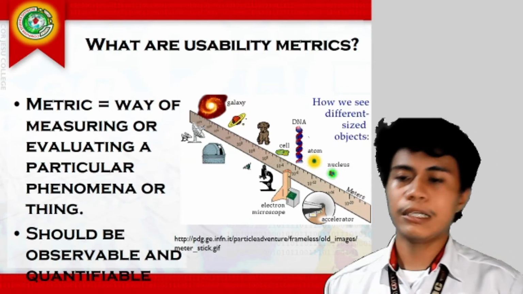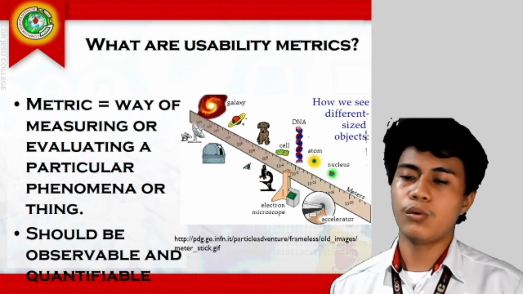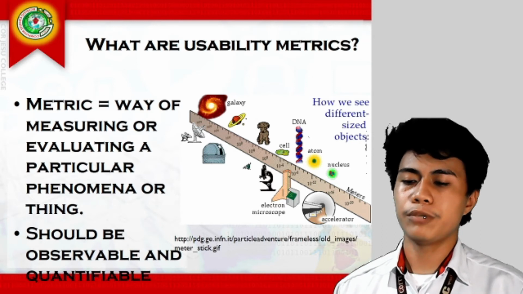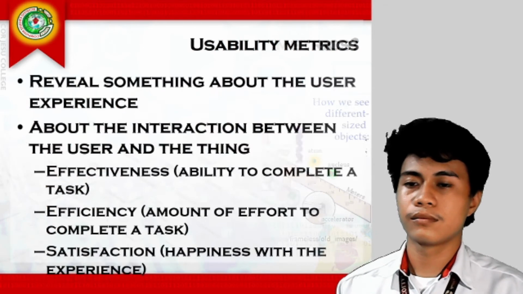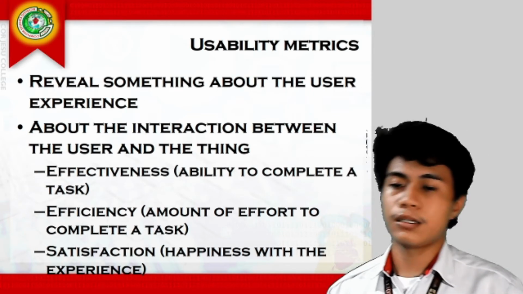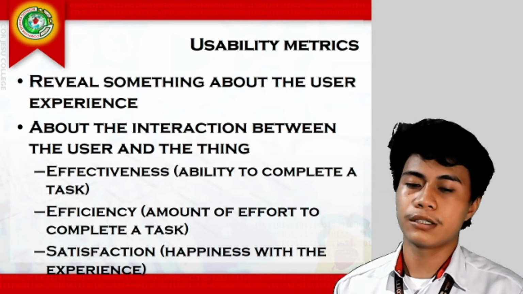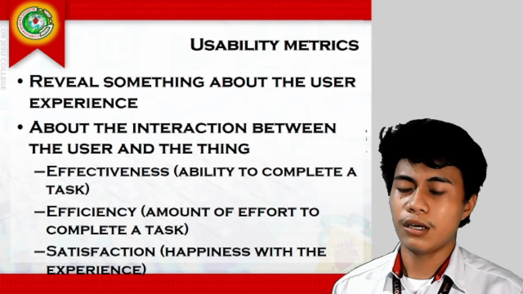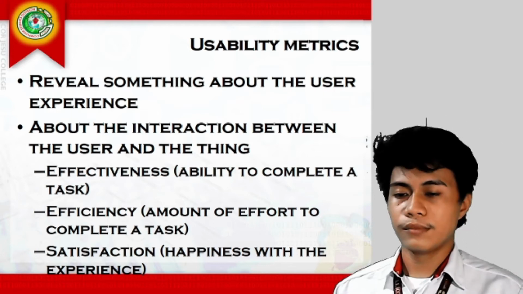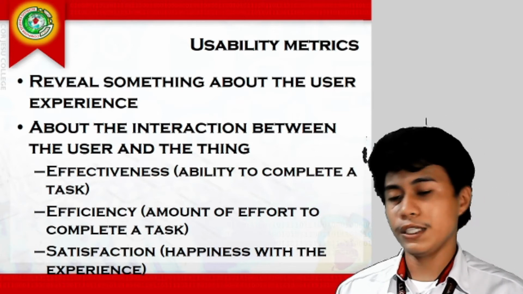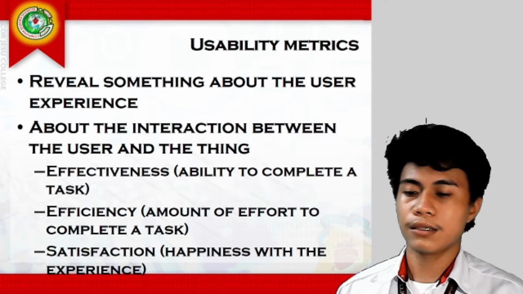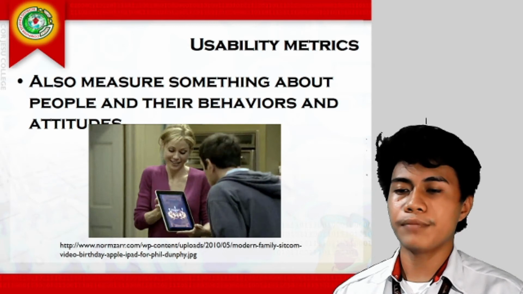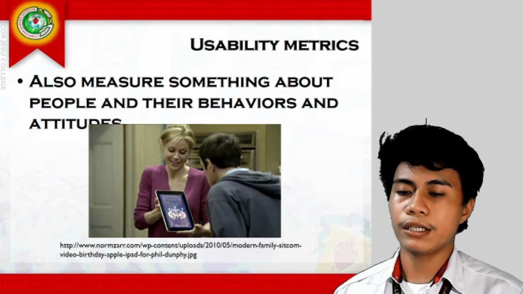So what are usability metrics? A metric is a way of measuring or evaluating a particular phenomenon or thing, and it should be observable and quantifiable. Usability metrics reveal something about the user experience, about the interaction between the user and the thing. Effectiveness, efficiency, and satisfaction. Effectiveness is the ability to complete a task. Efficiency is the amount of effort to complete a task. Satisfaction is happiness with the experience. They also measure something about people and their behaviors and attitudes.